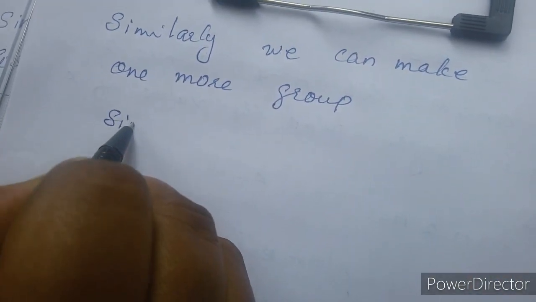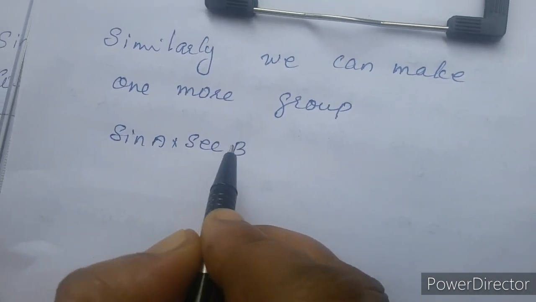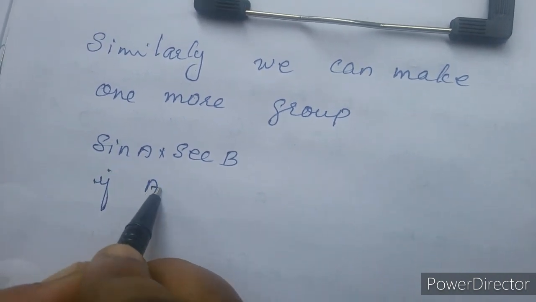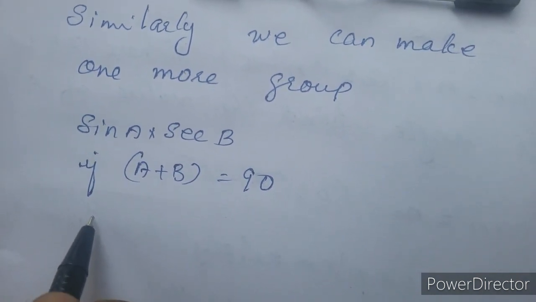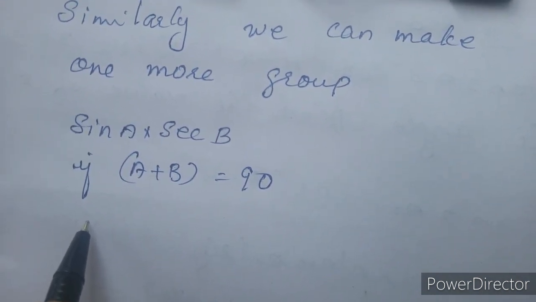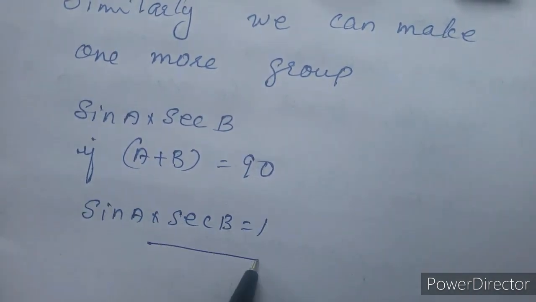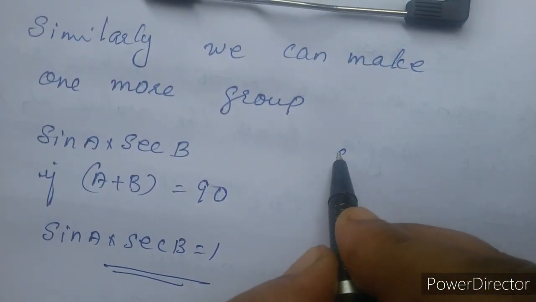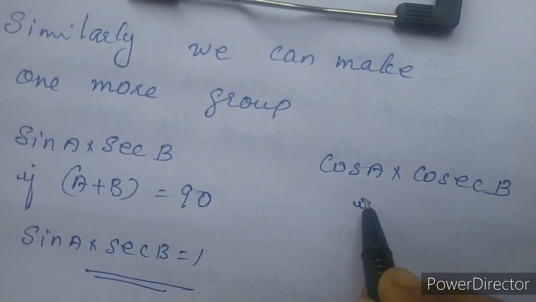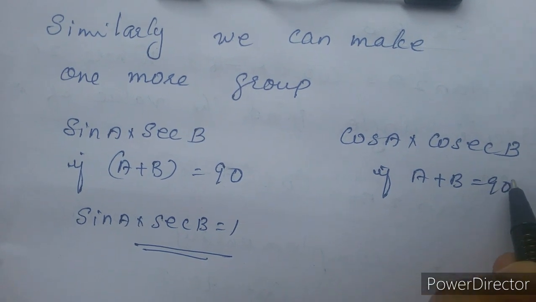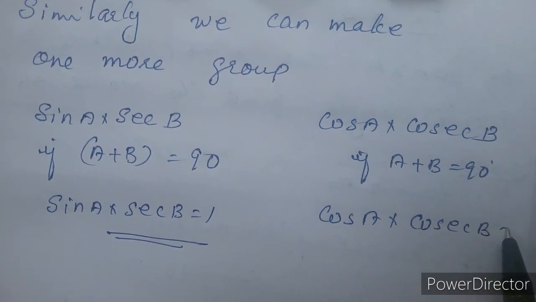That is sin A into sec B. If A plus B equal to 90 degrees, then sin A into sec B equal to 1. Similarly, we can get cos A into cosec B. If A plus B equal to 90, then cos A into cosec B equal to 1.